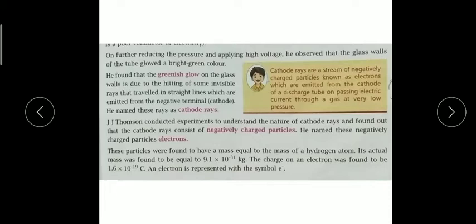In this yellow box also they are saying that cathode rays are a stream of negatively charged particles, known as electrons, which are emitted from the cathode of a discharge tube when we pass electric current through a gas at very low pressure. So remember the conditions: very low pressure, high current, high temperature. The cathode electrode discharges the cathode rays, which are negatively charged particles.